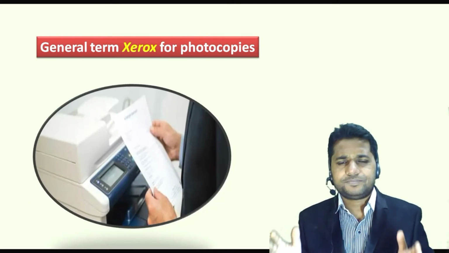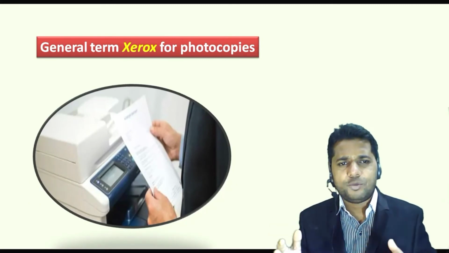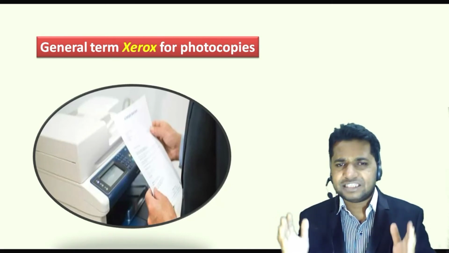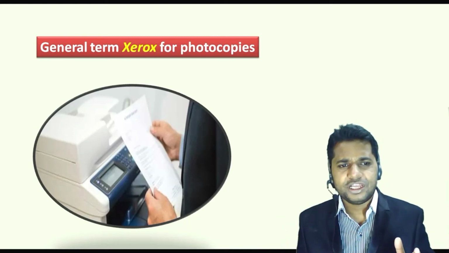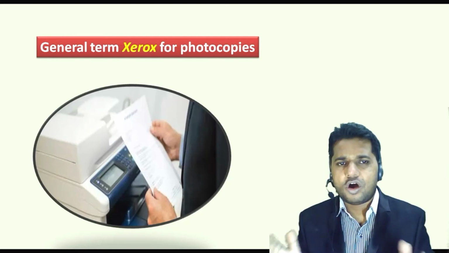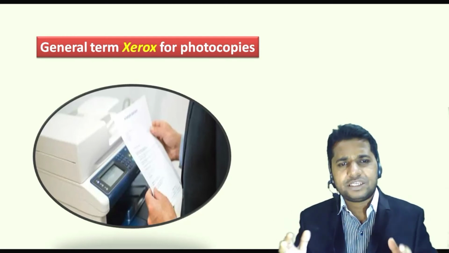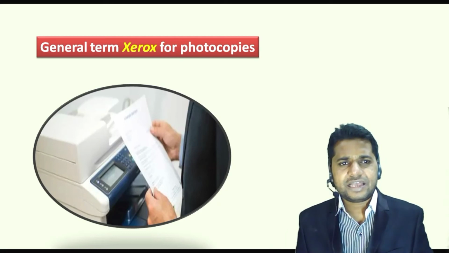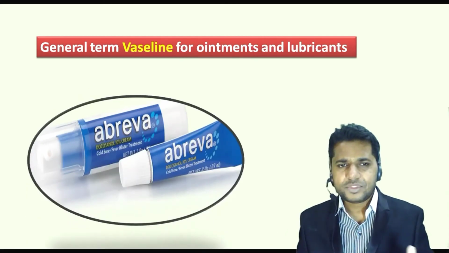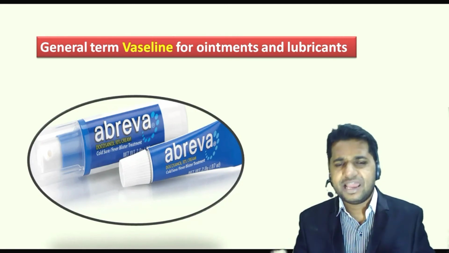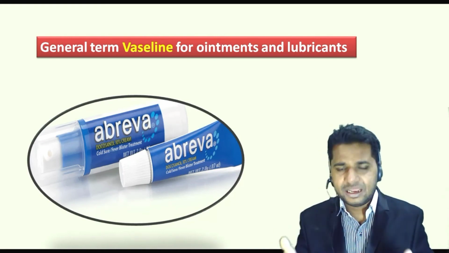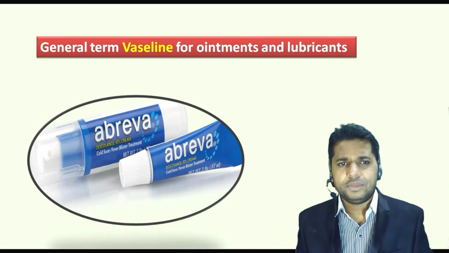The next one, Xerox. Now this is a most commonly used word in India. For papers, photocopies, we use Xerox, but actually Xerox is a name which is used for the machine. This Xerox machine is called Xerox, but we have used this proper noun as a common noun for photocopies, but we should avoid using that. We should say photocopies. We should avoid saying Xerox. Next term, Vaseline, we use it for ointments or lubricants. It can be any other lubricant, but we call it Vaseline. Again, we use this term as an eponym.